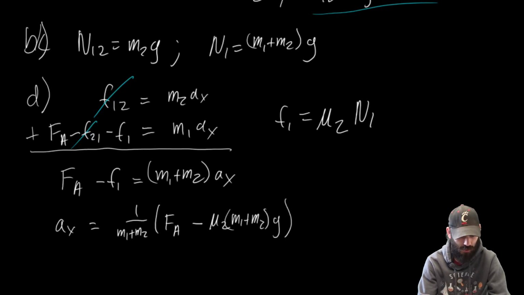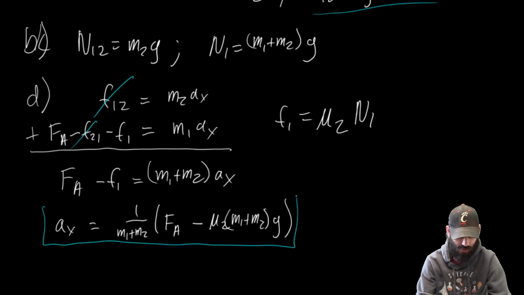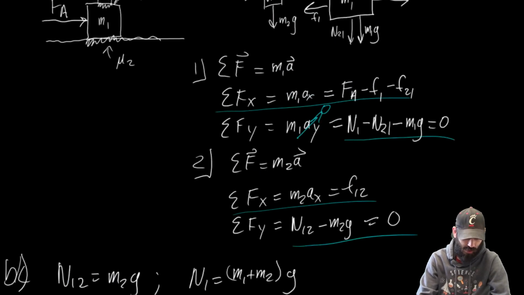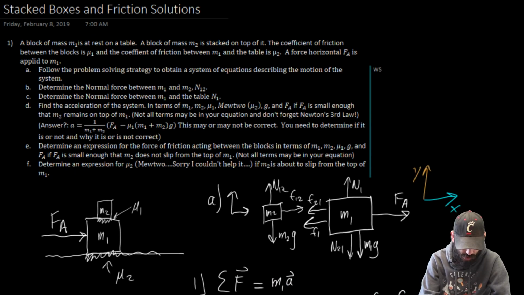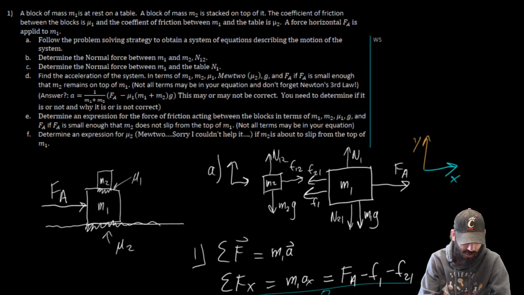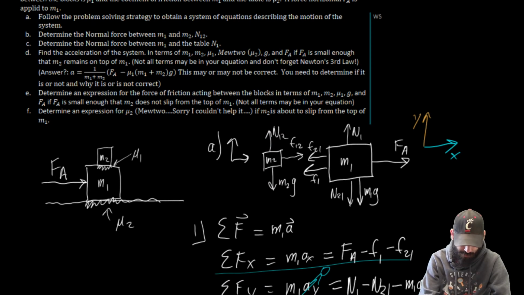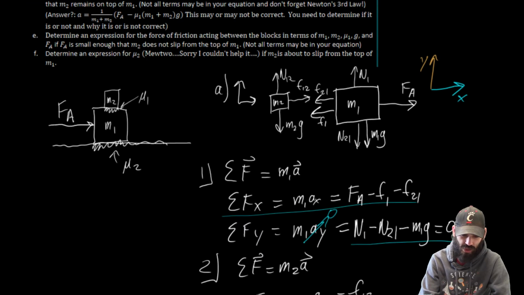And that is our acceleration of the system, okay? When this is moving, okay? Now let's look at the next portion. So the next portion is: determine an expression for the force of friction acting between the blocks if it is small enough that m2 does not slip off the table, okay?